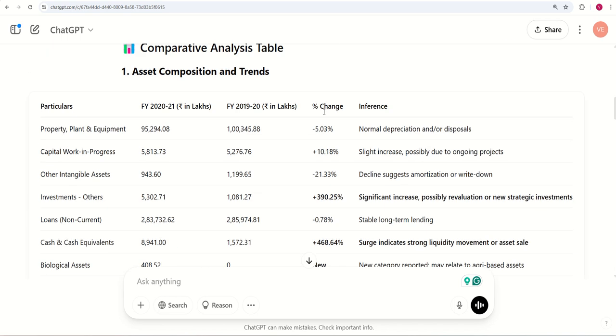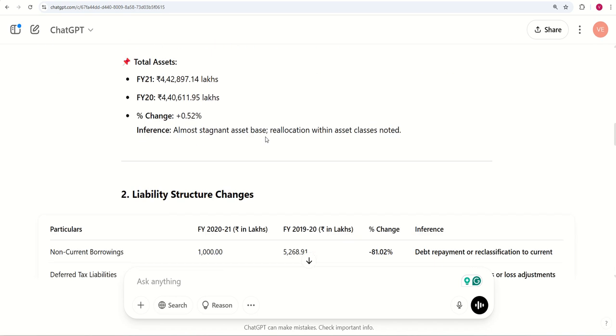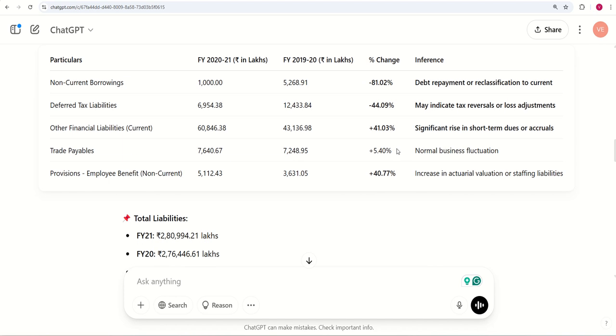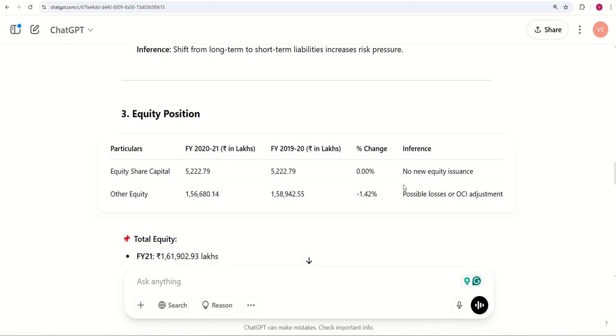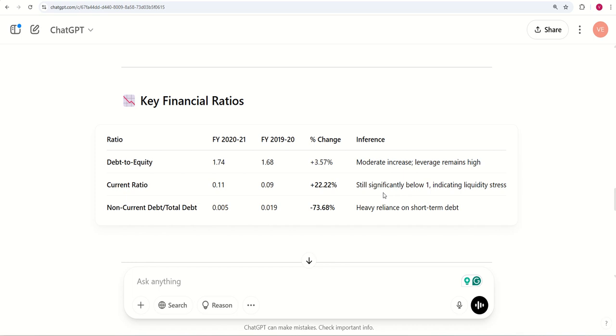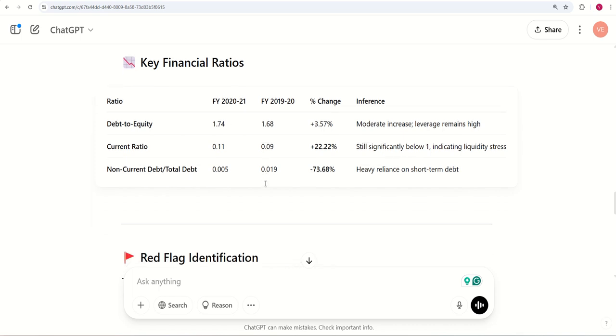The assets are on top, then comes the liabilities. In liabilities also there's a decrease in many of the items. And the equity portion means there's a dip in the shareholders' equity, which possibly could be due to loss posted or huge payment of dividends more than what the company actually earned. And of course, we requested key financial ratios, so that has also come up here.